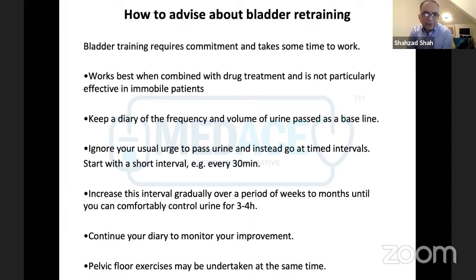You will tell your patient to ignore the usual urge to pass water and then go at timed intervals. Start with a short interval first, e.g., every 30 minutes, and then build up every 5-10 minutes once you achieve your target. Over a period of weeks and months, the patient will generally notice improvement. This is all evidence-based.